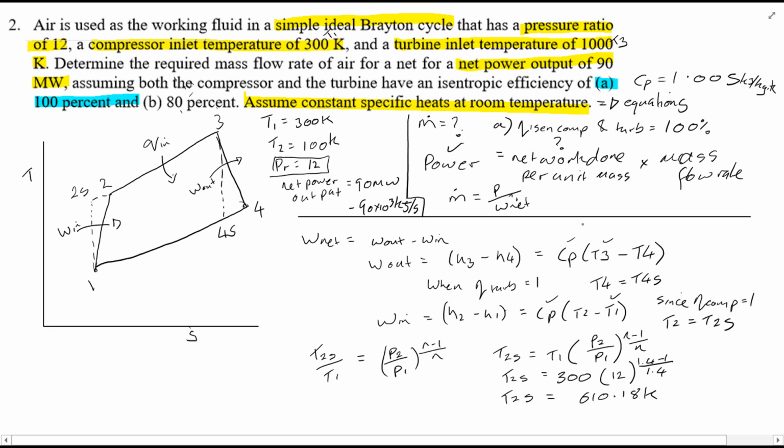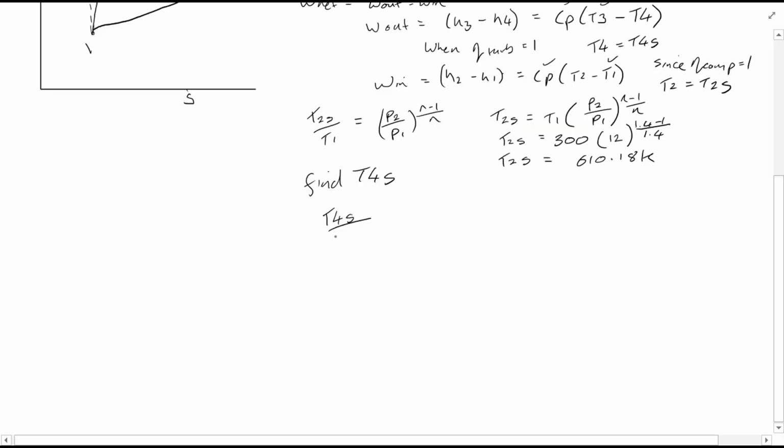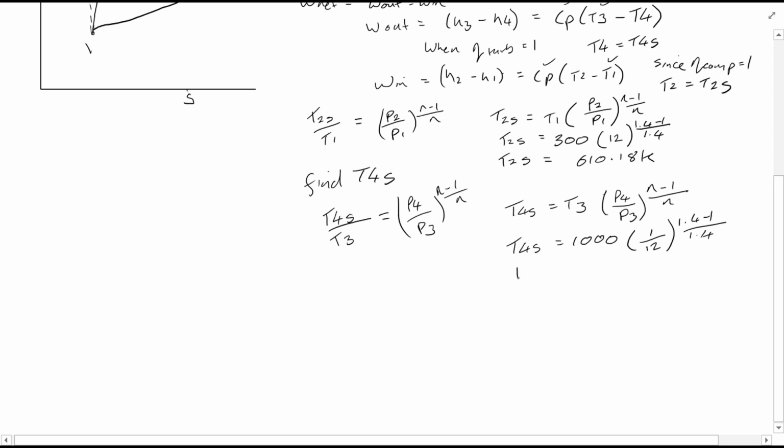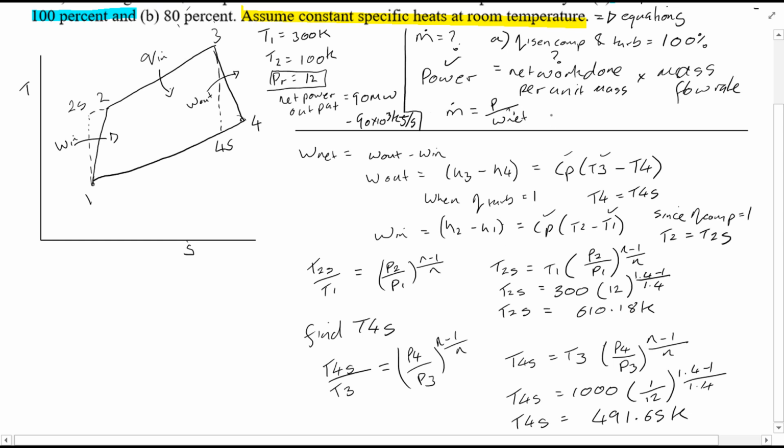Now think about it, we need to find T4S, so we use a similar technique. Of course, the equation from the data sheet is the polytropic process, so we use this to locate the isentropic point. Rearranging this equation quite simply, T4S is equal to, and of course subbing in the values, that'll give you a value of T4S equal to 491.65 Kelvin.